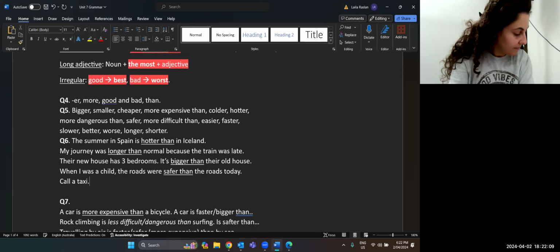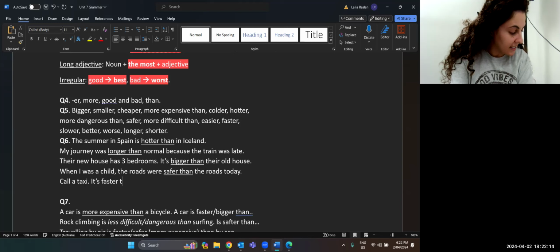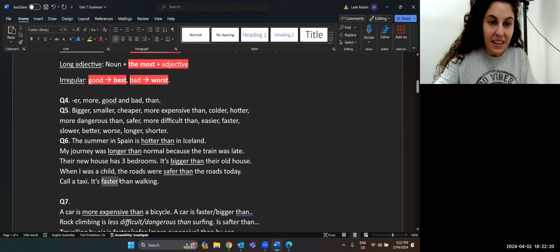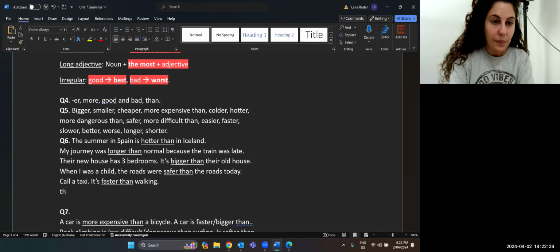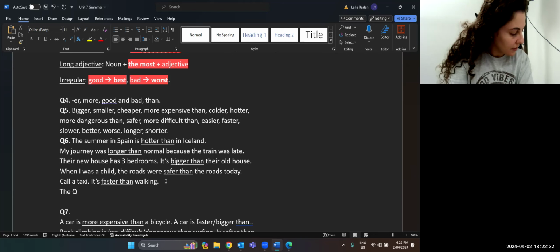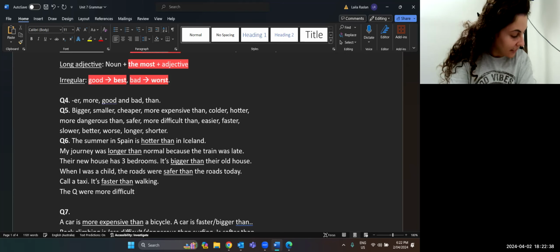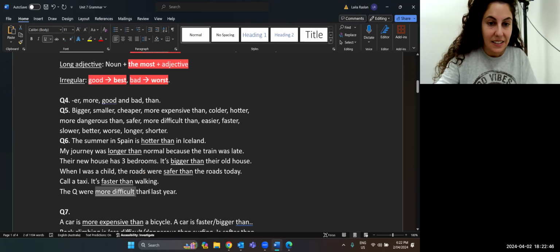Call a taxi. It's fast, but I want to compare it. It's faster than walking. Okay, faster than. The question on the exam this year were more difficult. That's a long adjective, than last year. Okay, so more difficult than. Okay, long adjective.